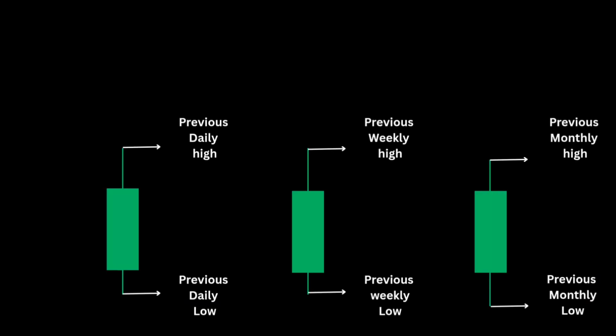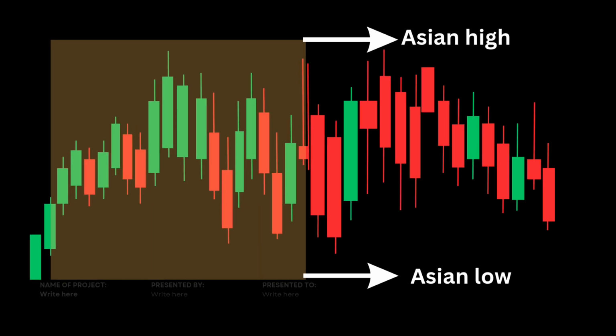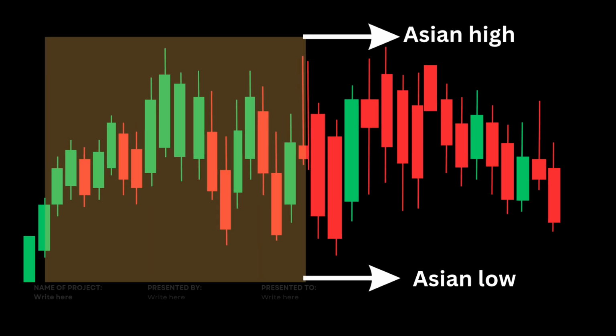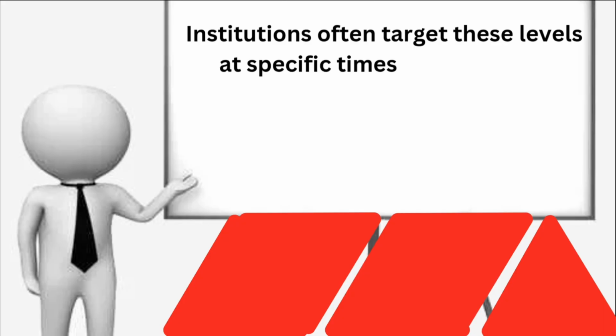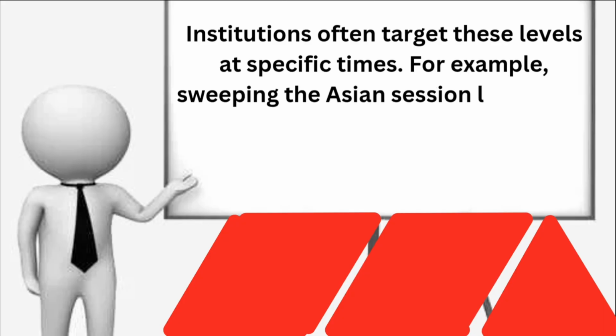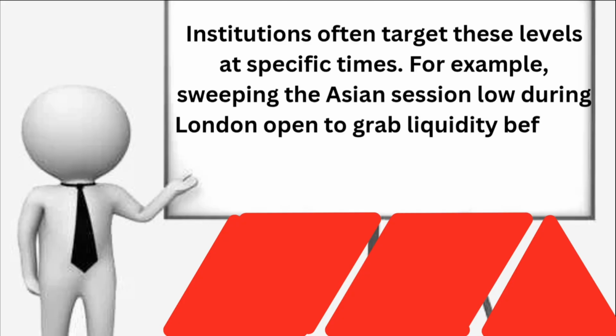Location 5: previous day/week/month highs and lows. Session highs and lows are major liquidity zones. Previous day high, PDH, previous day low, PDL. Weekly highs/lows. Monthly highs/lows. Asian session range highs/lows. Institutions often target these levels at specific times. For example, sweeping the Asian session low during London Open to grab liquidity before a major move up.